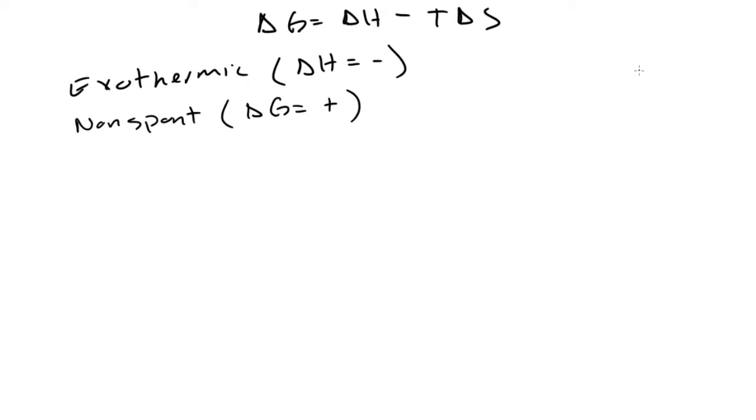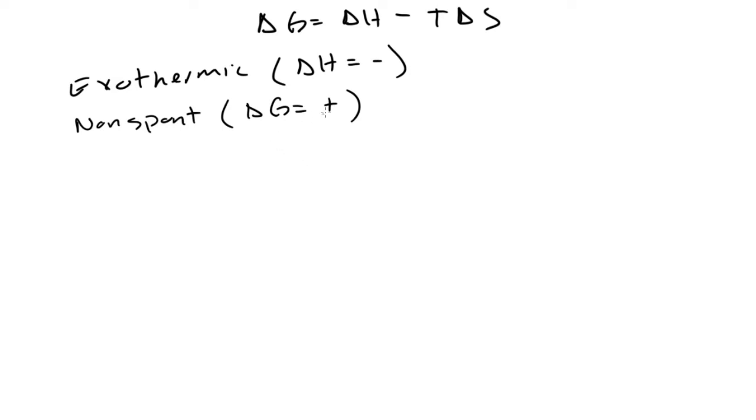Spontaneous means the reaction happens all by itself. Like if I have my pen up here, and then I drop my pen on the floor, that's a delta G equals negative. That is a spontaneous process. It happens all by itself. We don't do anything to make that happen. It will just happen. Okay.